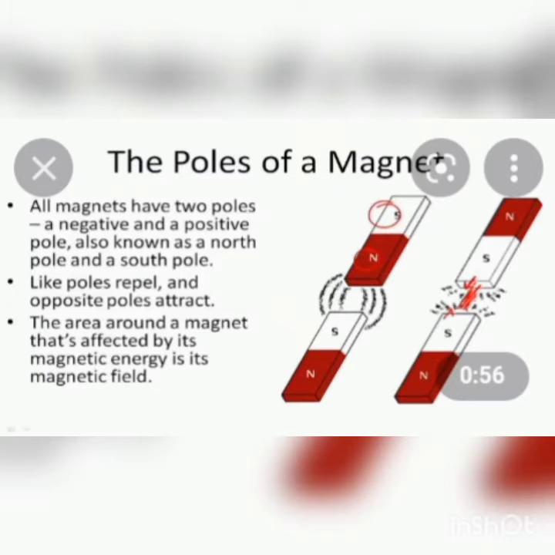Now comes the poles of a magnet. When magnetic materials are brought close to a magnet, they do not stick evenly to all parts of the magnet. Most of them stick on certain parts of the magnet. These are called poles of the magnet. The magnetic force is strongest at the poles. For example, the two ends of a bar magnet are its poles.